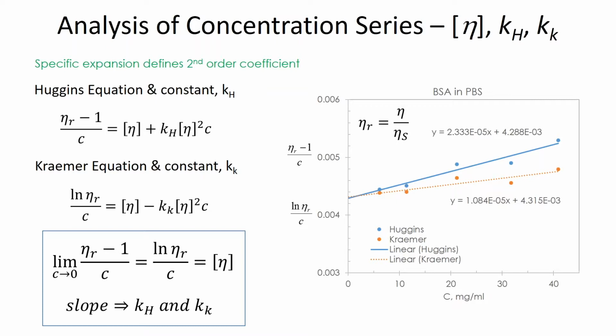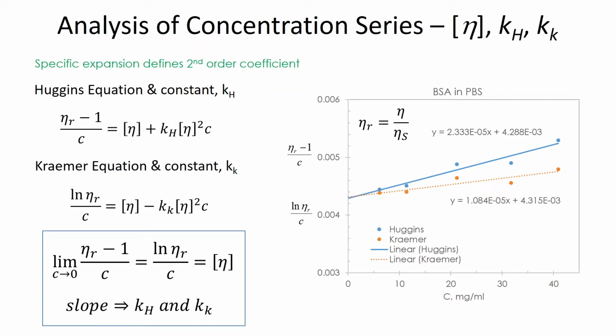This one is the expansion of the viscosity, but the Kramer equation is done by expanding about the log of this relative viscosity. In this case, the intercept is still the intrinsic viscosity value, but now you have a different coefficient that comes from the slope of the curve. If we look at the plot on the left, it's just the data reduced in the two different ways versus concentration, such that in the limit of infinite dilution, the intercept gives you the intrinsic viscosity, and the slope of the curve is used to calculate the interaction parameters, either the Huggins coefficient or the Kramer constant.